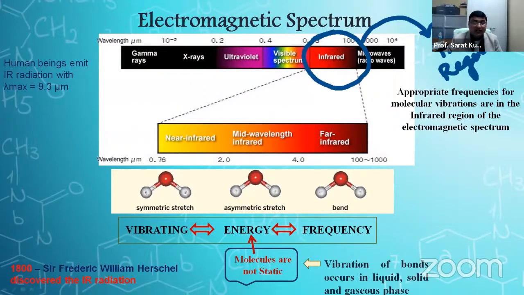Okay, I already mentioned that Sir Frederick William Herschel first identified the IR. I cannot say discovered, because discovered is not a good word. I can say it was identified, because IR was there in the sunlight.